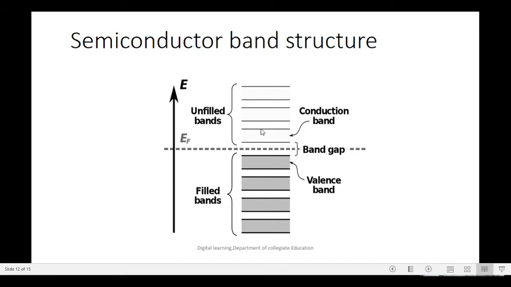The topmost level is known as the Fermi energy. Fermi energy at 0 Kelvin lies between the conduction band and the valency band. That is known as the band gap. Here there is a band gap, the forbidden band gap, between the conduction band and the valency band.